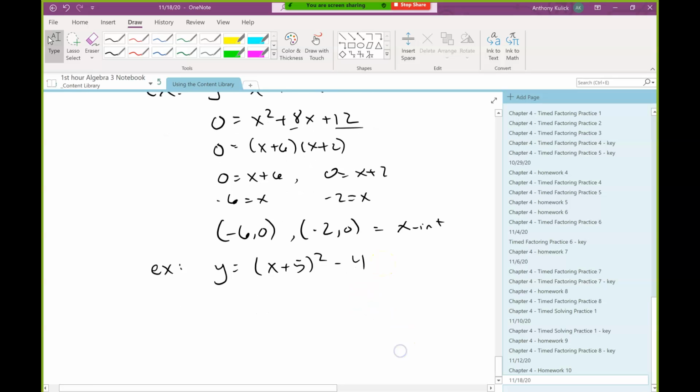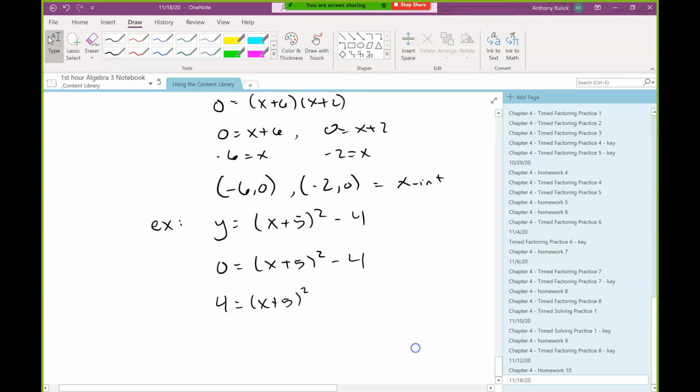Let's say we have a vertex form one. Again, we'll plug 0 in for y, and we'll solve for x. Since this is a solving problem with a vertex form, I'm going to use the reverse order of operations to solve this. So I'm going to start by undoing any addition or subtraction. So I'm going to add 4 to both sides. And then I would undo any multiplication or division. There isn't any. So next thing we'll do is square root both sides.